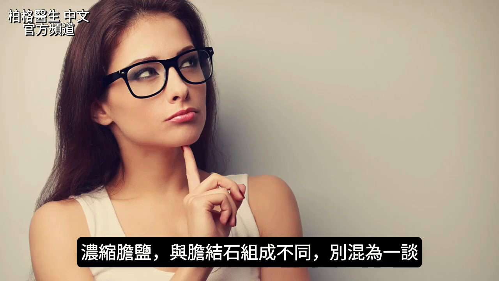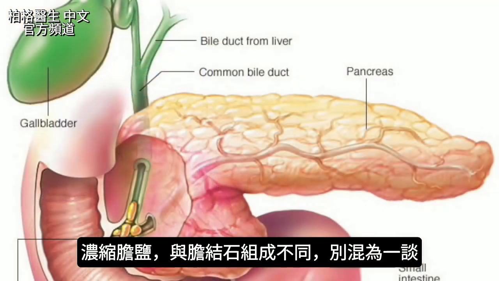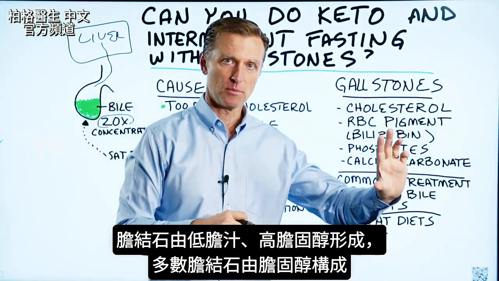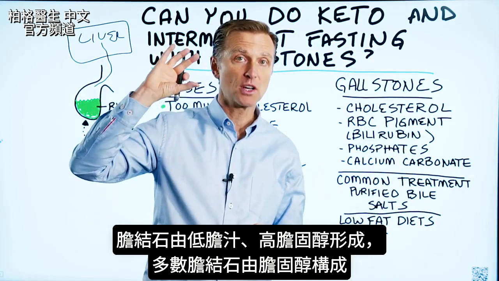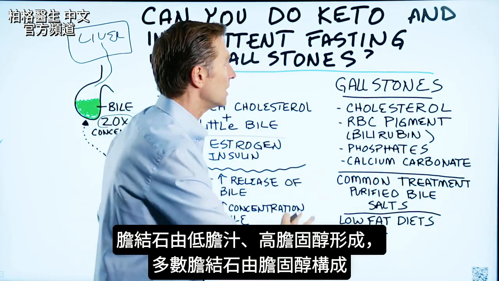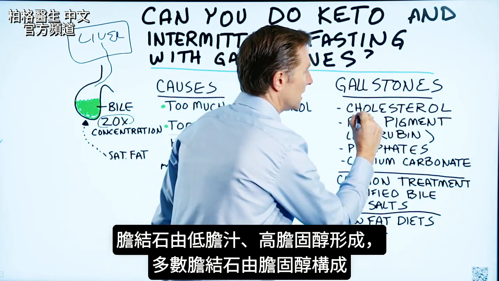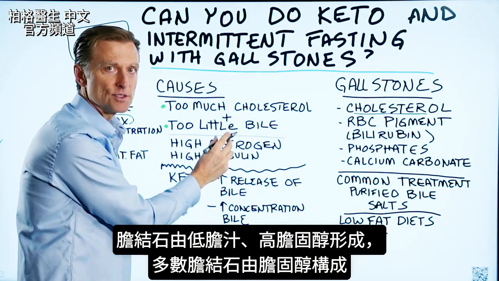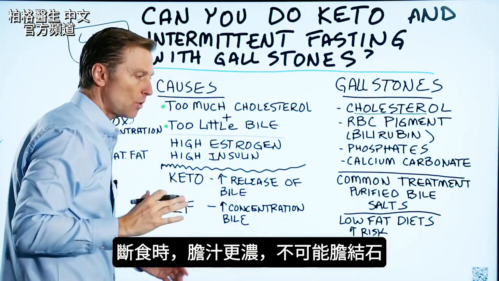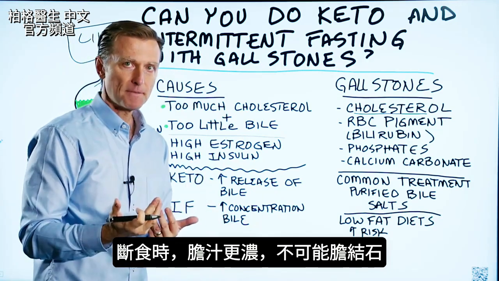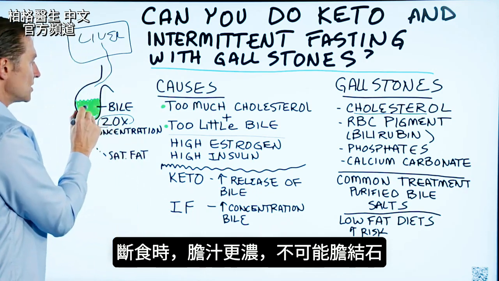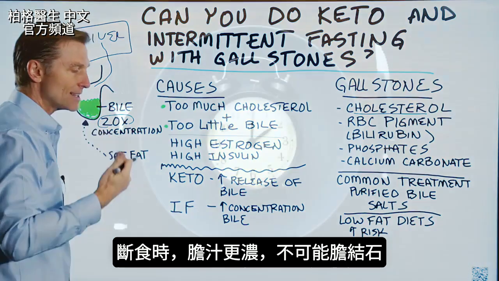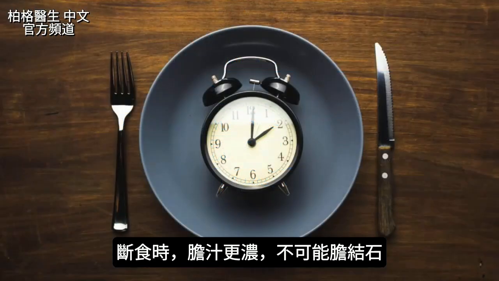So sometimes people think that a gallstone is really concentrated bile. A gallstone is created with a deficiency of bile and at the same time, too much cholesterol. So the majority of a gallstone is made out of cholesterol simply because there's not enough bile there. So this is important because when you do fasting, you're going to be concentrating the bile even more, and that is not going to trigger a gallstone. So fasting does not cause gallstones at all.